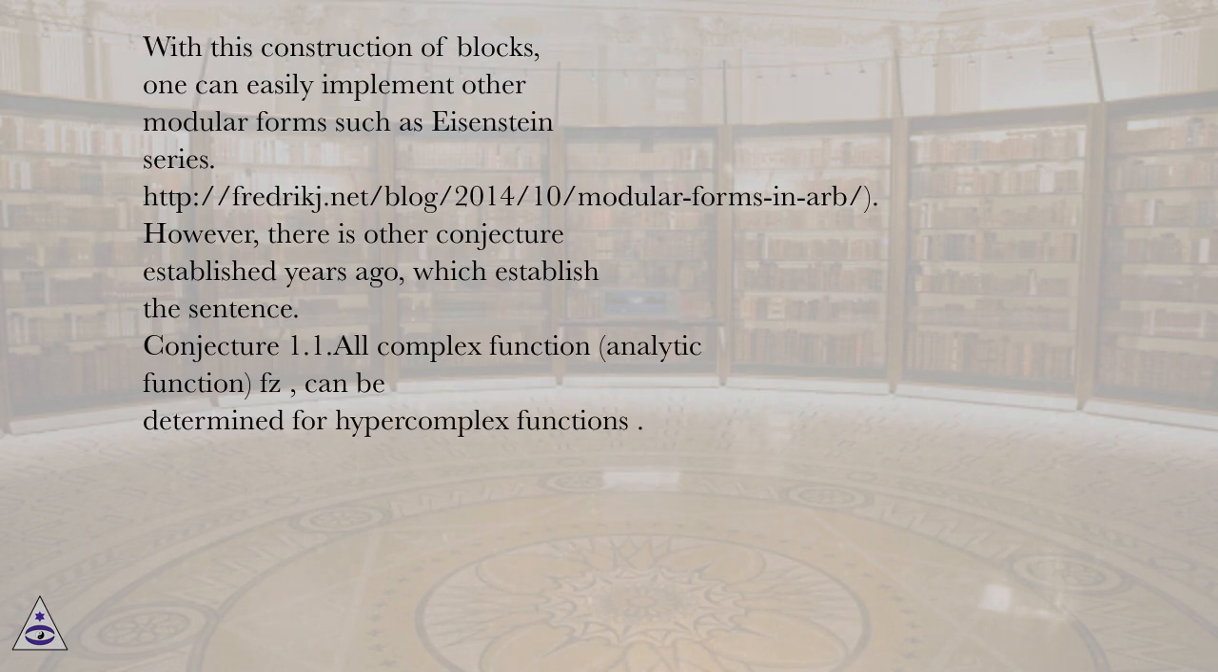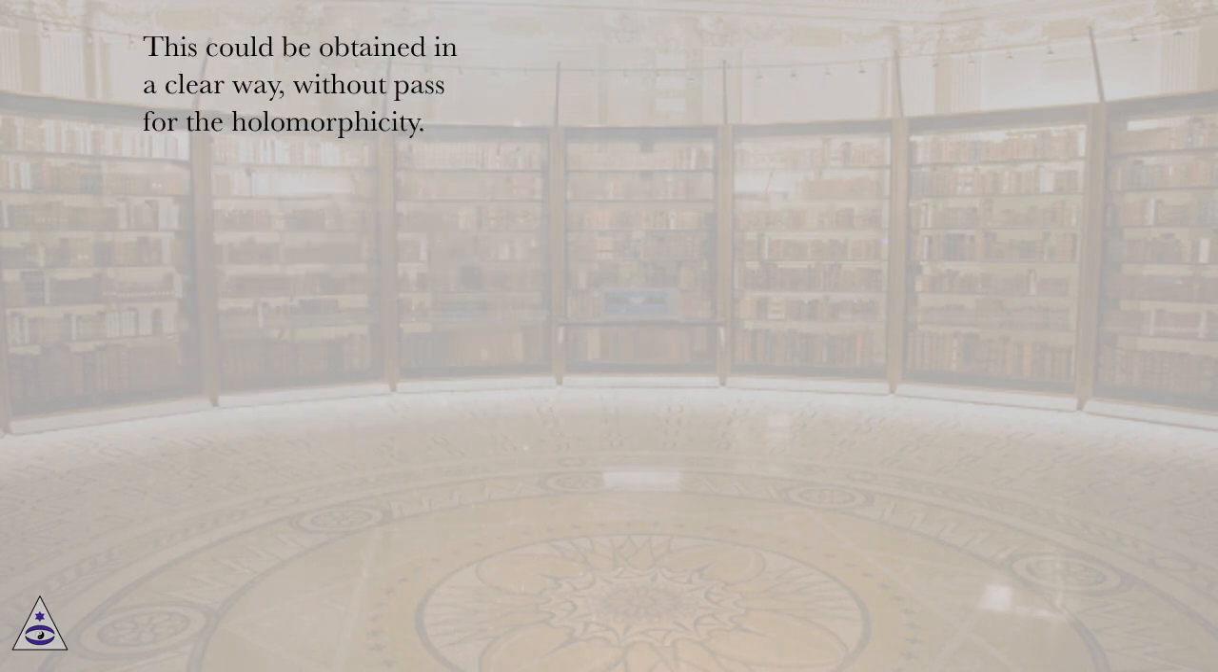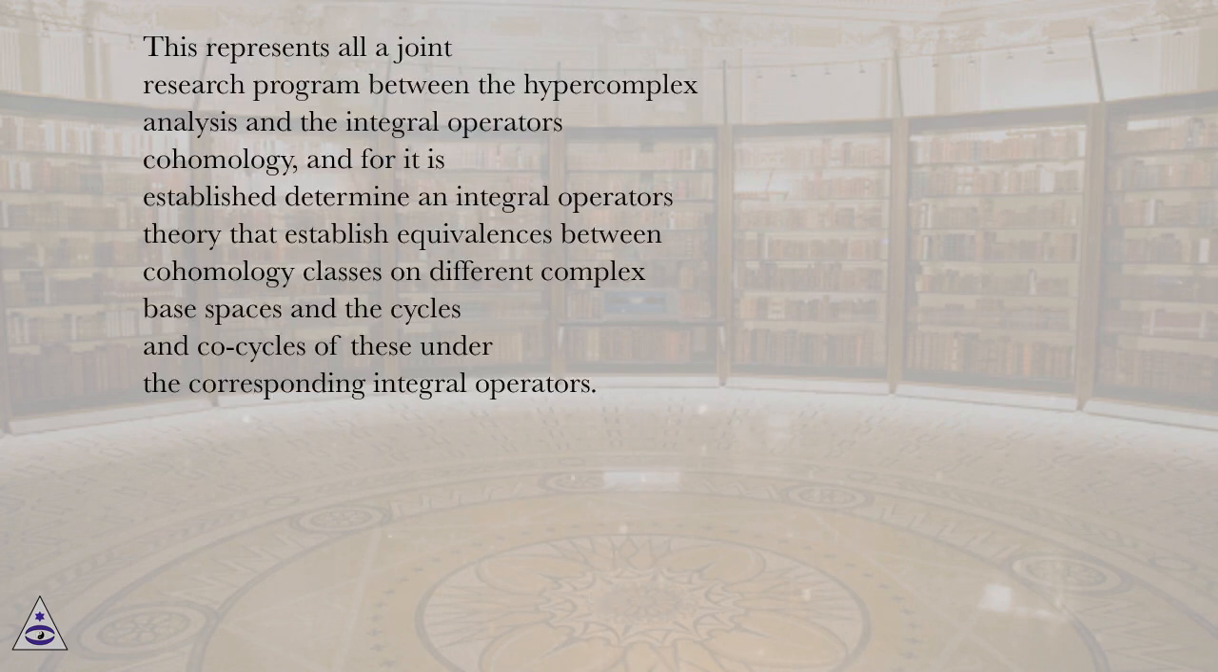Conjecture 1.1. All complex functions, analytic functions Fc, can be determined by hypercomplex functions. This could be obtained in a clear way, without passing through the holomorphicity. This represents a joint research program between the hypercomplex analysis and the integral operators cohomology, and for it is established to determine an integral operators theory that establishes equivalences between cohomology classes on different complex base spaces and the cycles and cocycles of these under the corresponding integral operators.